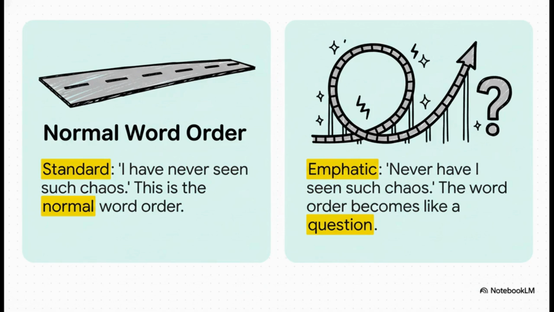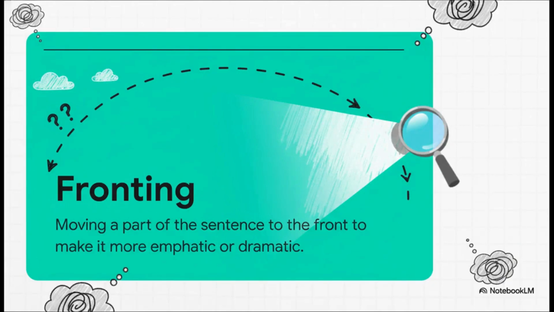Now, fronting is kind of like inversion's cool cousin. You're still moving something to the start of the sentence, but this time, it's less about drama and more about building suspense. You're setting the scene before you reveal the big surprise. You can feel the difference, can't you?